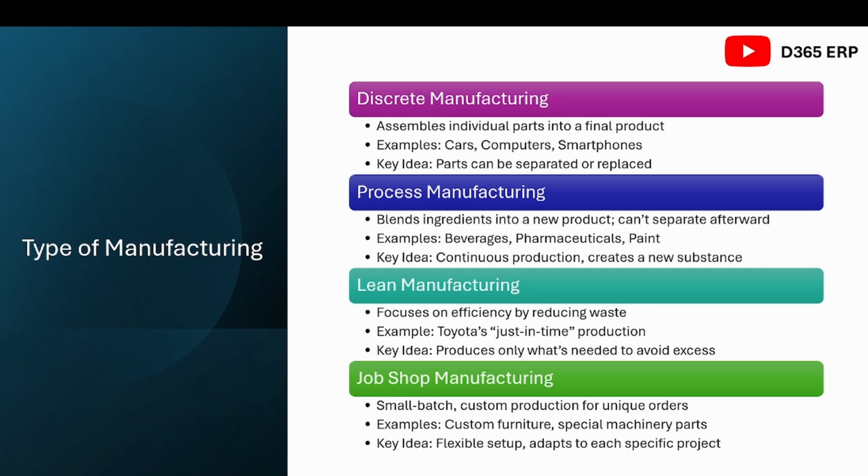So with job shop manufacturing, it's all about flexibility. You are not making the same thing over and over again. Instead, each order might require different materials, different processes and different setups.